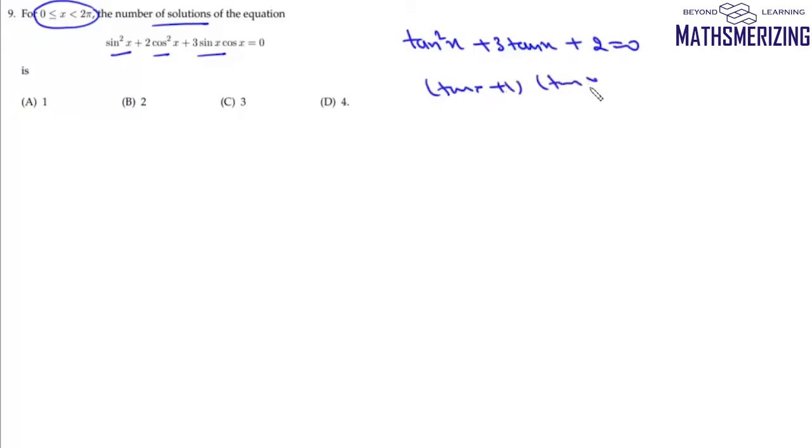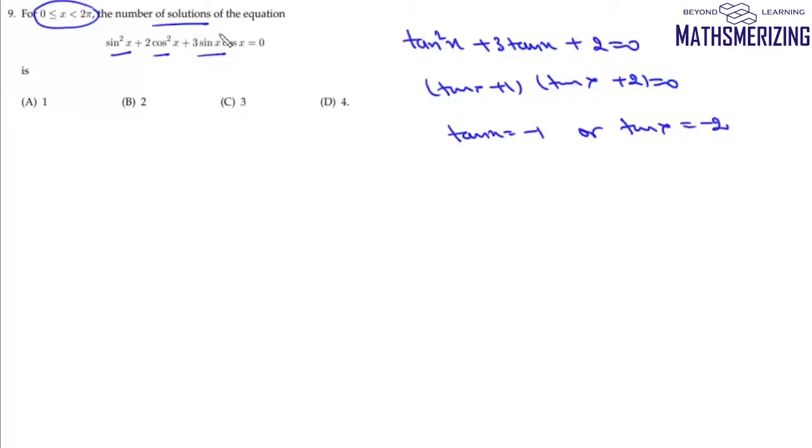Now question number 9 is, we need to find the number of solutions to this equation, which is sin square x plus 2 cos square x plus 3 sin x cos x equals 0 in the interval 0 to 2 pi, where 0 is included and 2 pi is not included. So what we'll do is, we'll divide everything by cos square x. So we can write this equation as tan square x plus 3 tan x plus 2 equals 0. We can factorize it as (tan x plus 1) into (tan x plus 2) equals 0. So either the value of tan x is minus 1 or the value of tan x is minus 2.